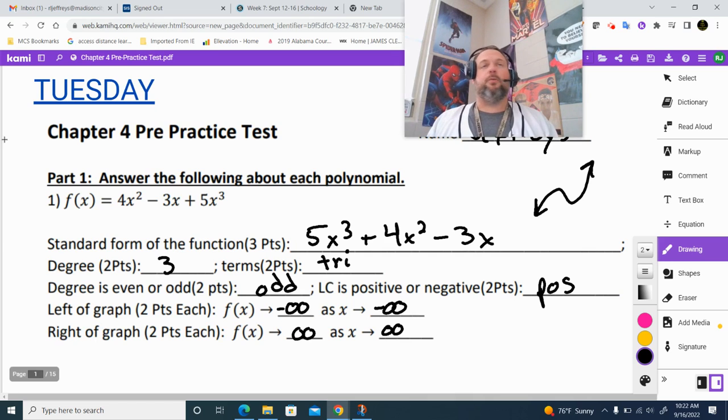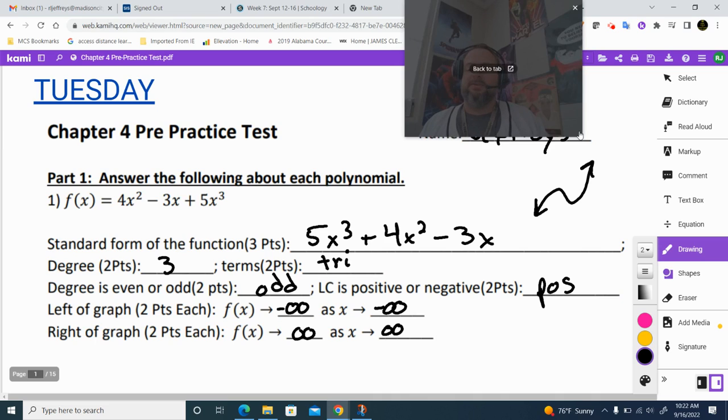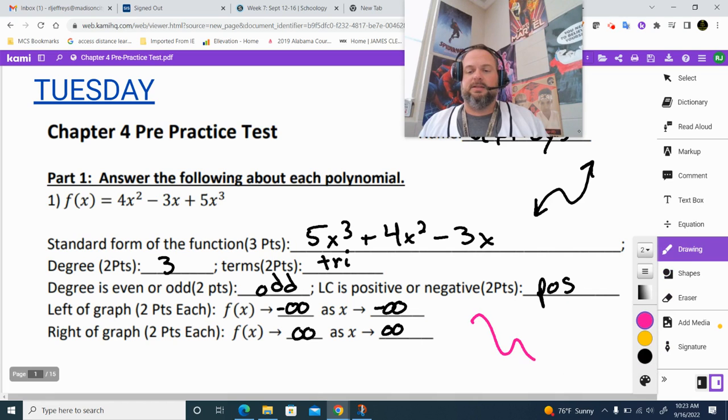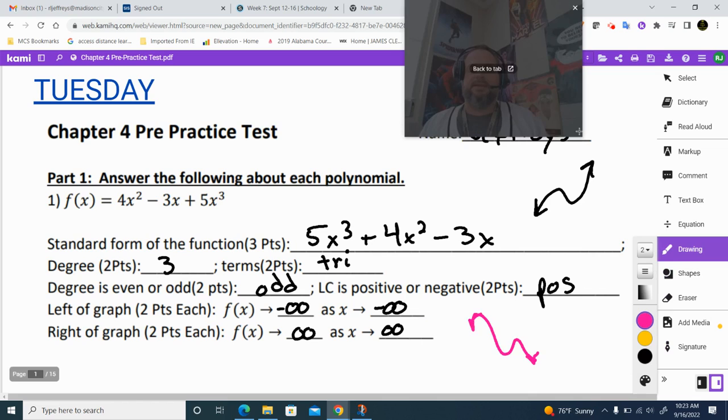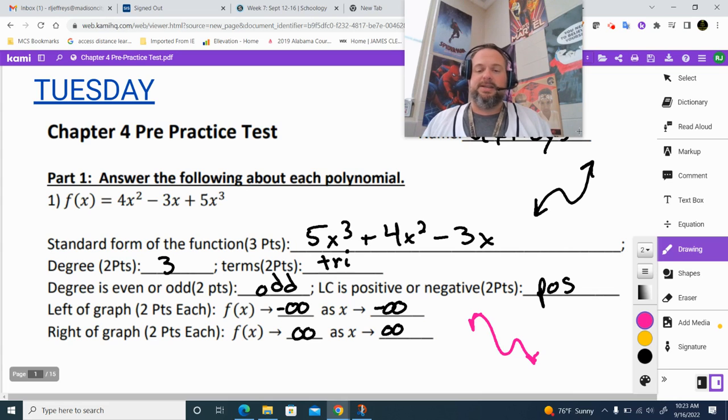What if the leading coefficient is negative? That means if it's negative, if you remember from that chart, that looks like this. That means that f of x or our y would go to infinity as x goes to negative infinity. Then our y would go to negative infinity as x goes to infinity. Okay. All right.